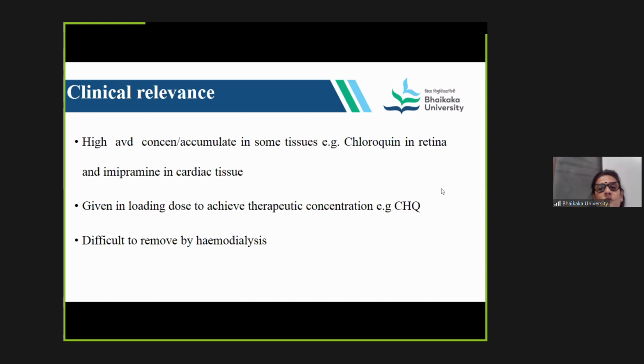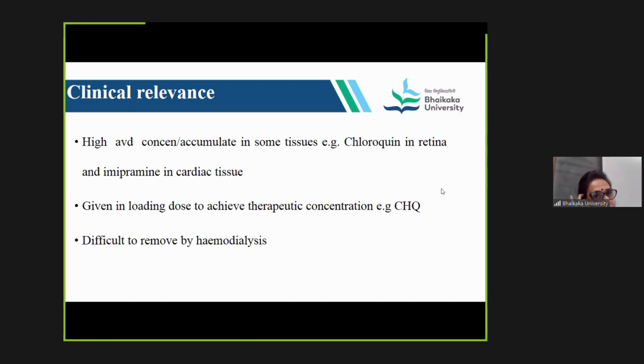I have given these two examples: chloroquine will be stored in retina tissue, and imipramine will be stored in cardiac tissues. They have high volume of distribution in these tissues. So what could be the clinical implications here related to chloroquine and retina? Ma'am, there will be drug overdose. Storage of the drug will be more in tissues. Yes, that is true.